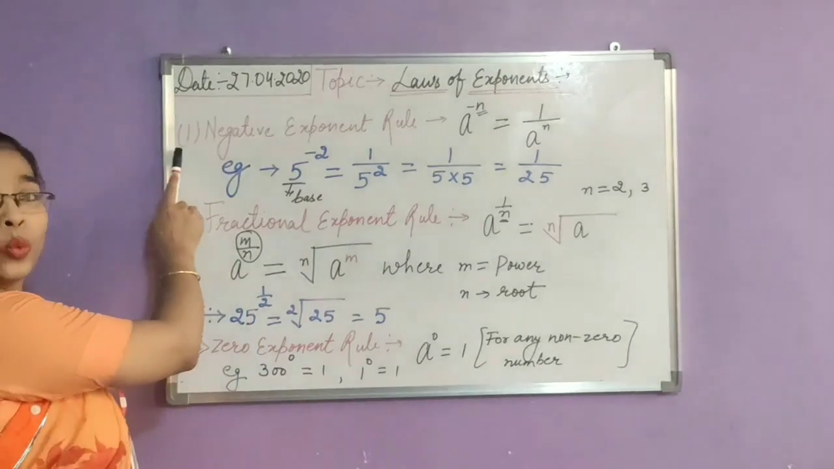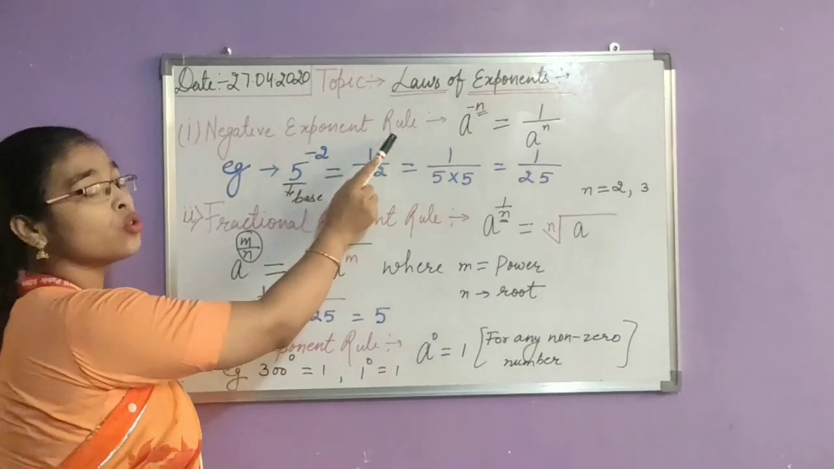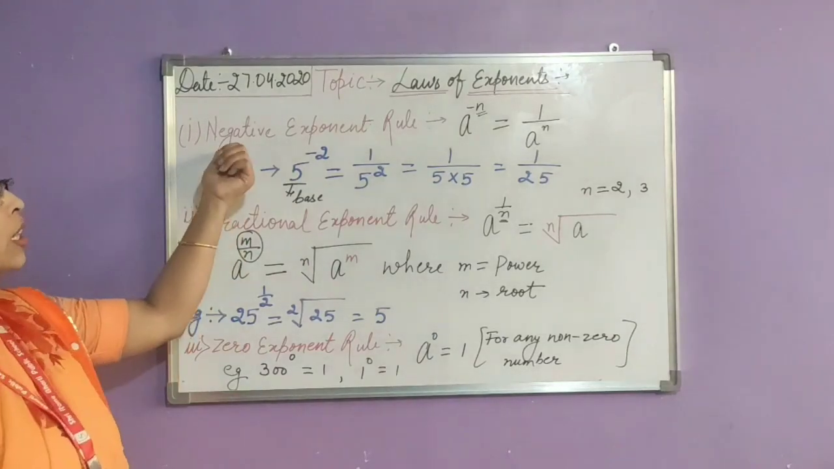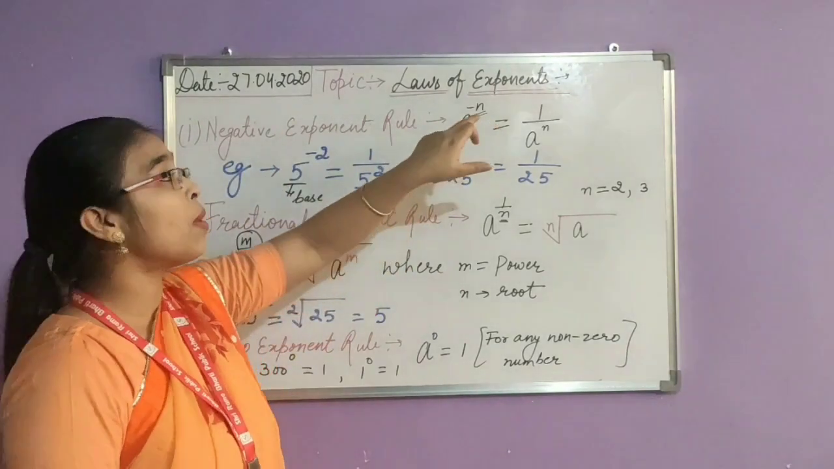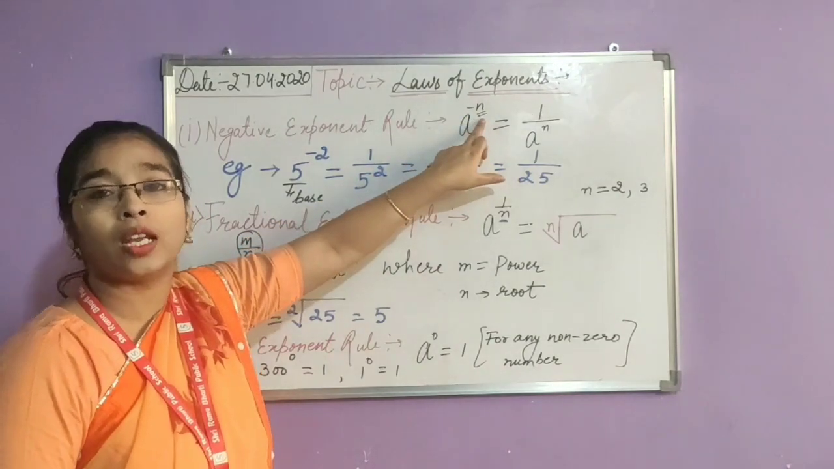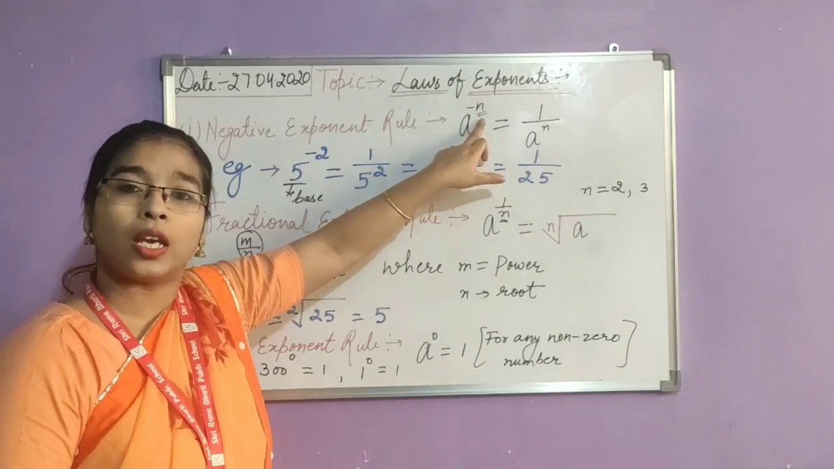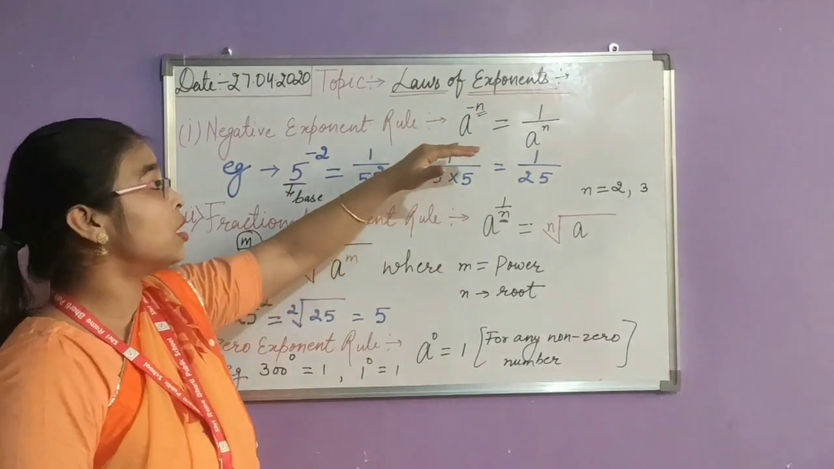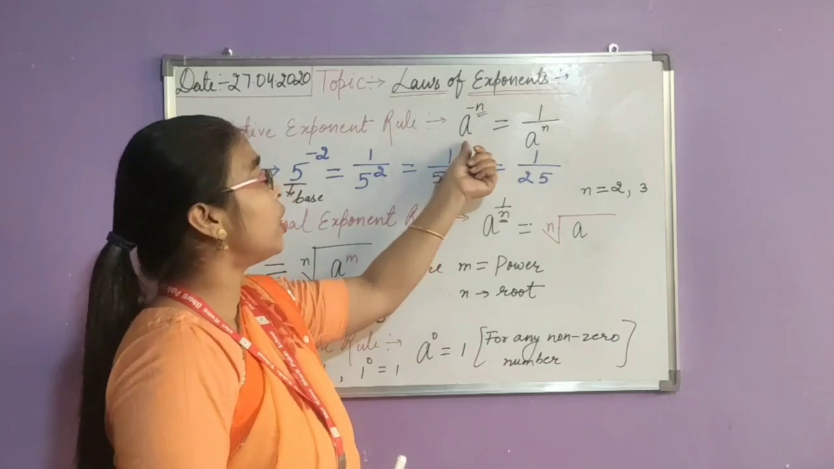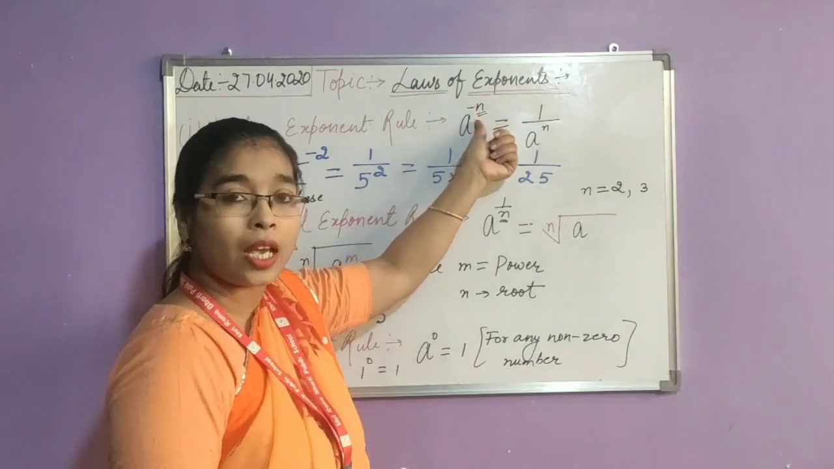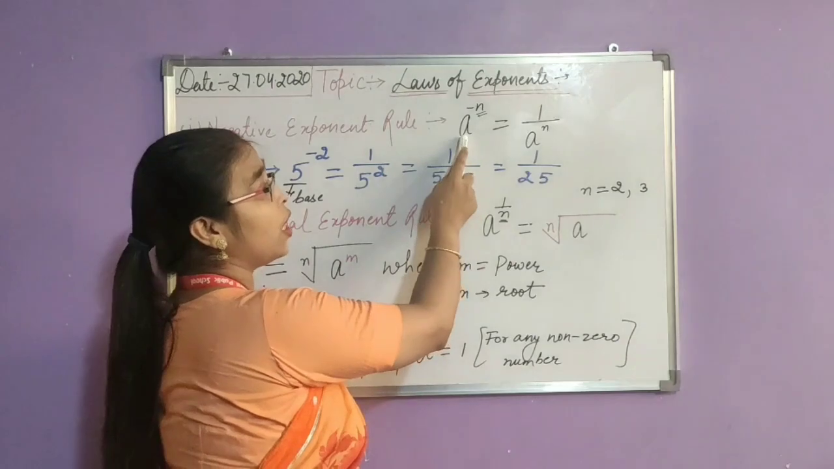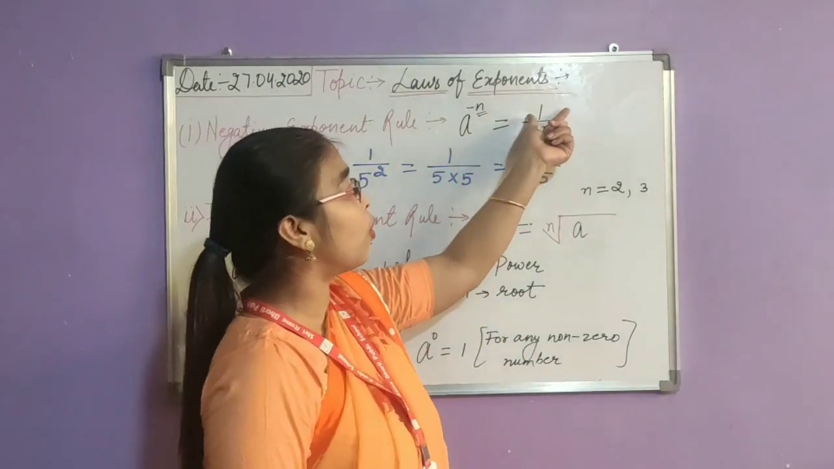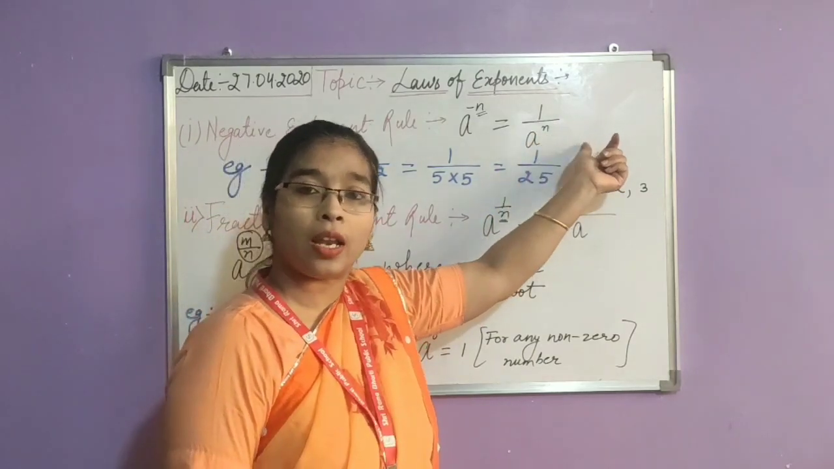So let's begin with the negative exponent rule. What is negative exponent rule? We will apply negative exponent rule when the power is in the form of negative. When the power is negative, then we will apply negative exponent rule. See here, if we are having a raised to the power minus n, then that is equal to 1 upon a raised to the power n.